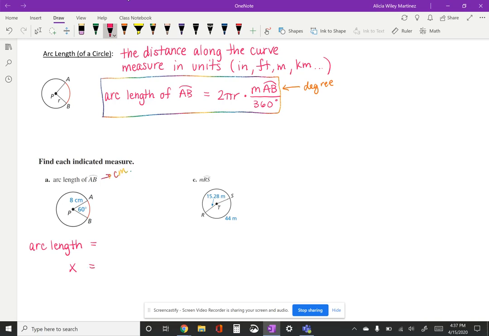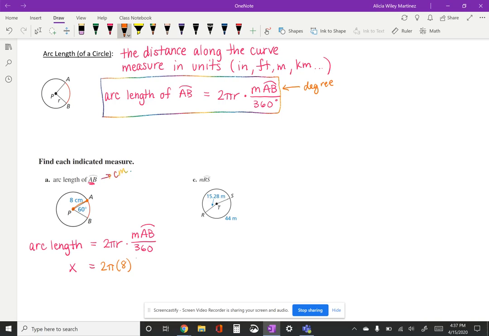Okay, so the arc length is going to be equal to 2 pi r times the measure of, and in this case, since I'm finding the arc length of AB, my measure that's going to go here is the measure of the arc angle AB over 360. So let's plug in what we know. We do know the radius, right? So obviously we know 2 pi r, but we know what r is. So I'm going to plug in for r. Remember the radius goes from the center to the outside of the circle. That makes 8b the value of r.